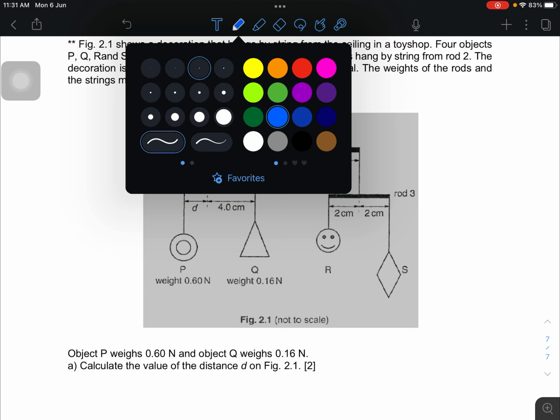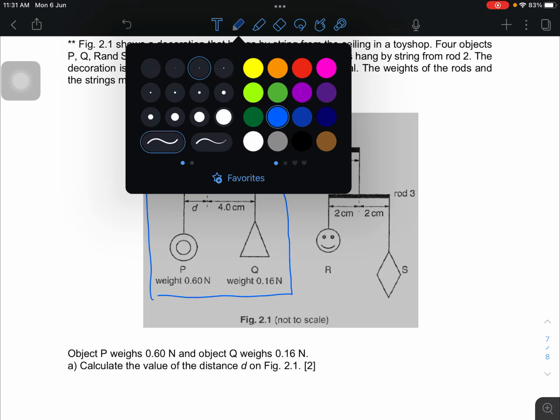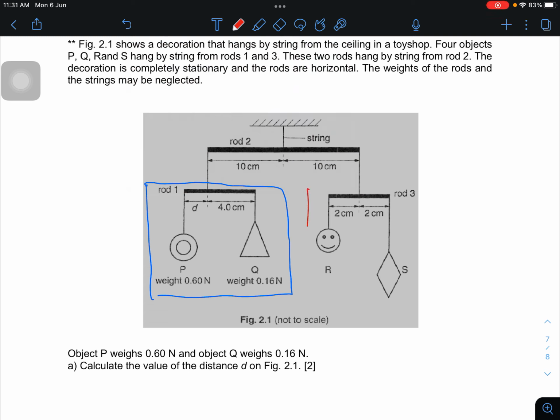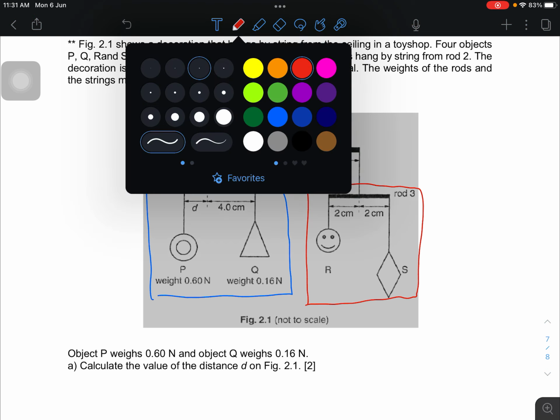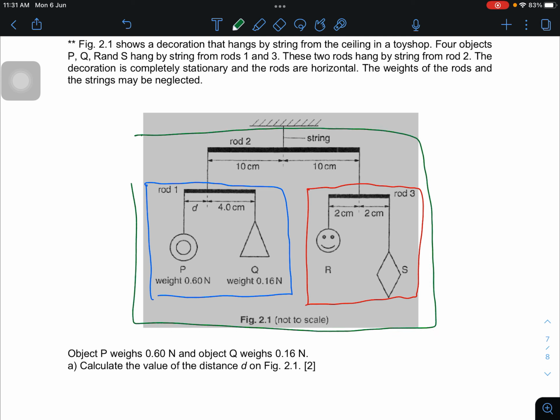Okay, so this thing, I'm going to tell you to split it into 3 parts. This is one system. So we can zoom in and look at this as one system. We can zoom in and look at this as one system. And we can also zoom in and look at this whole thing as one system. Okay, how? Let's take a look at system 1.